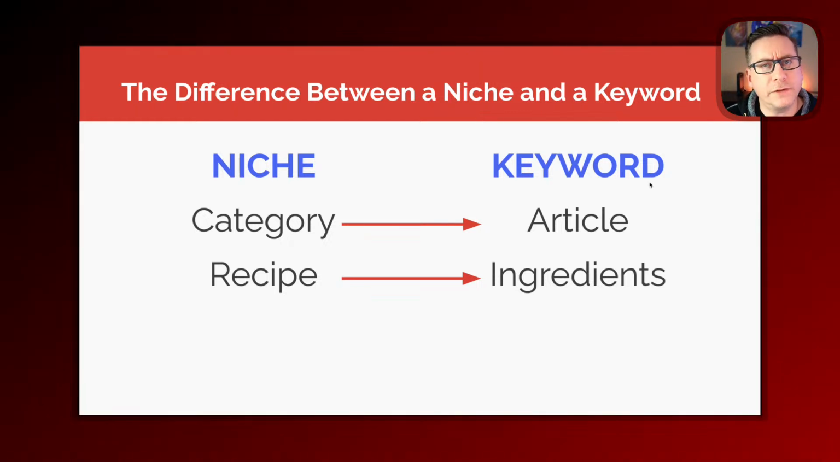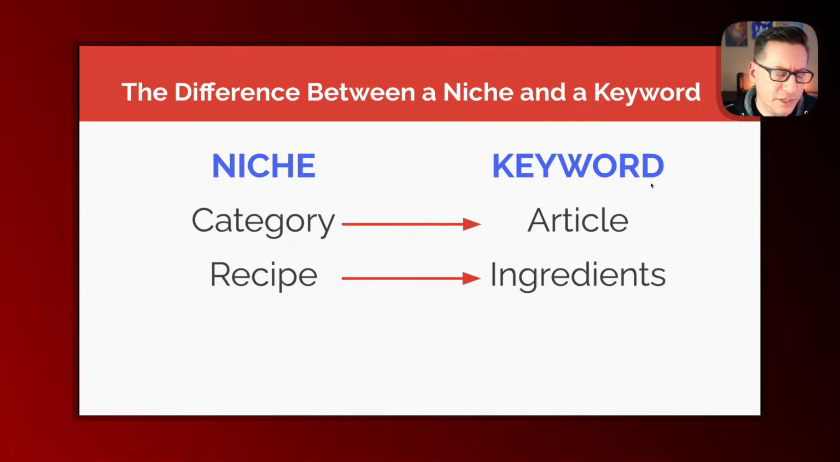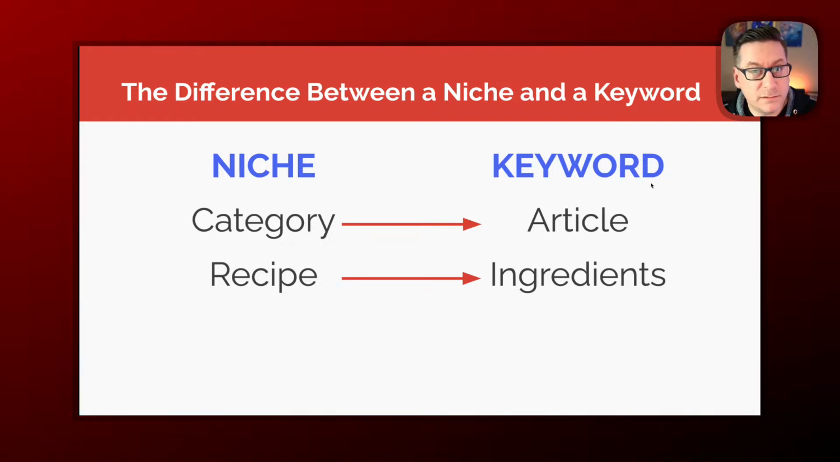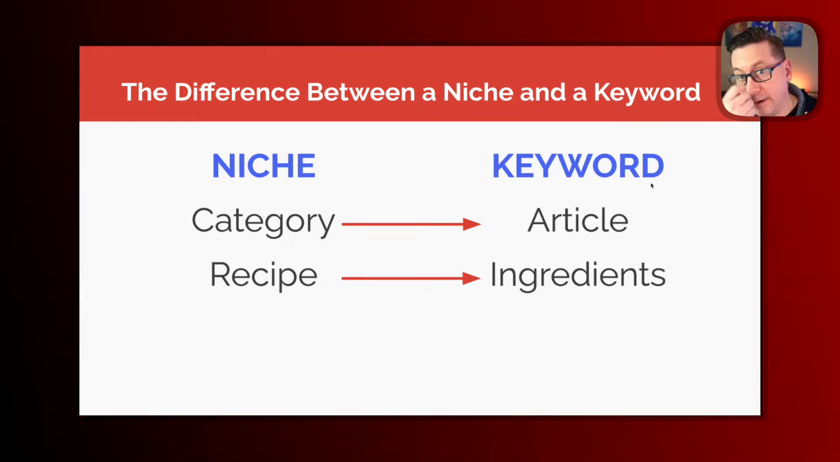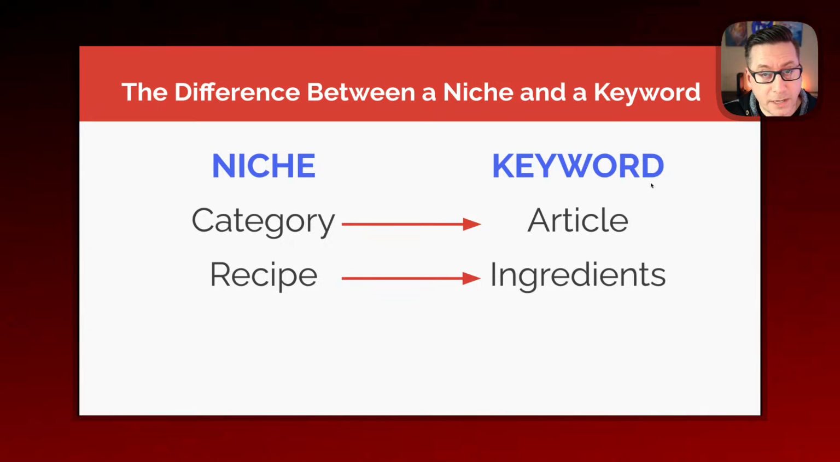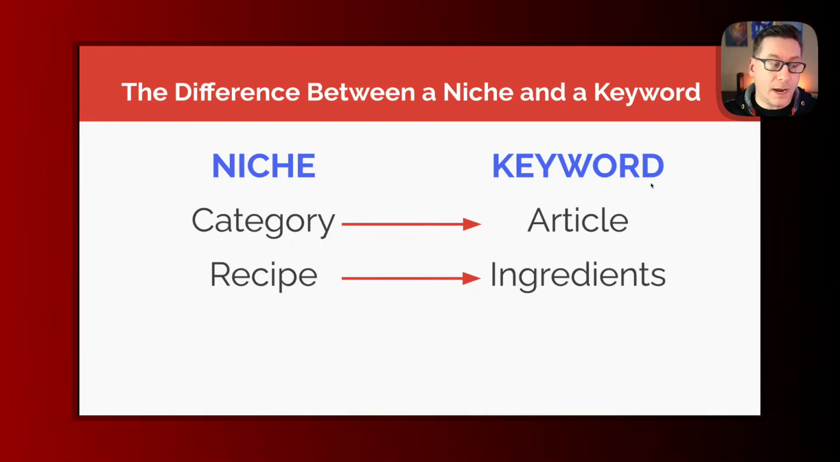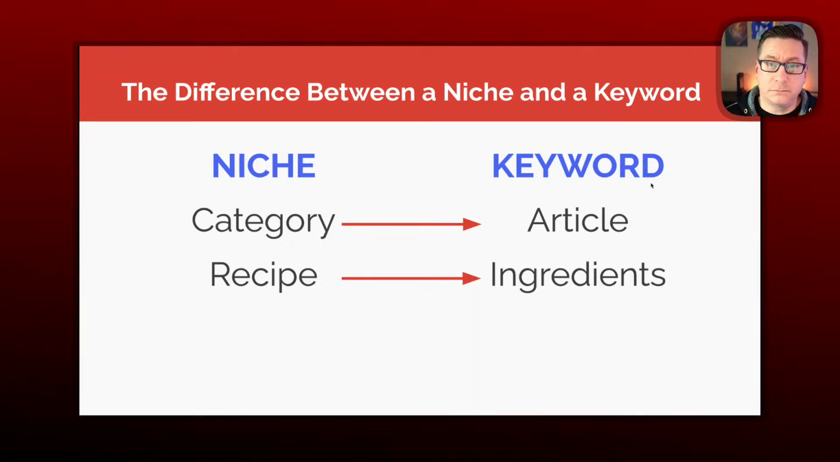Cool. So hopefully that makes sense for people, right? So niche is like the category. A keyword is kind of like the article. And if you think about WordPress, your websites, how it's built, it really is built by category, article.